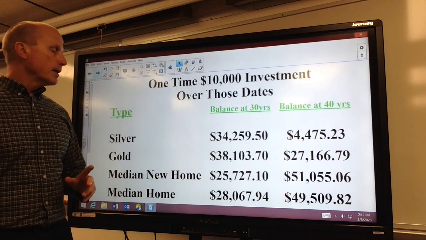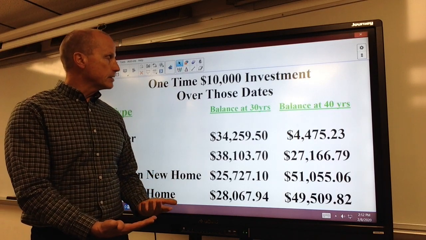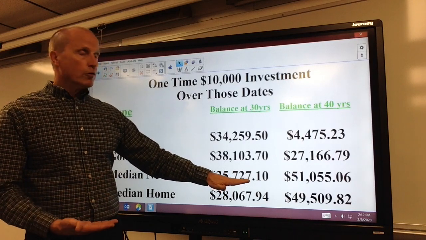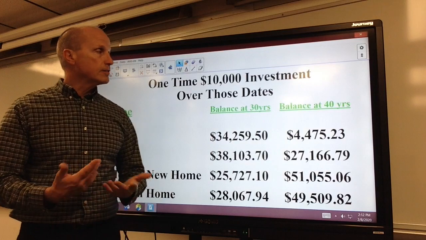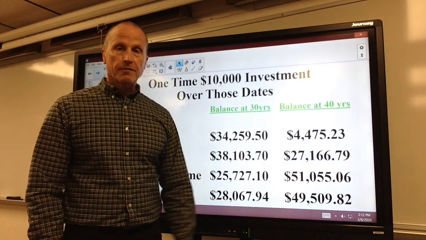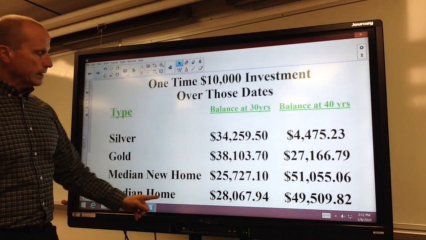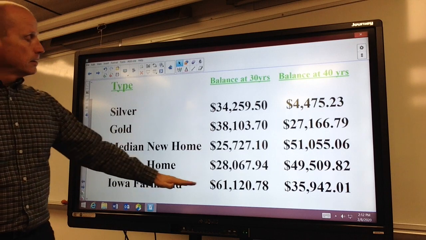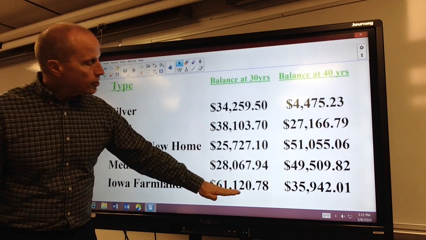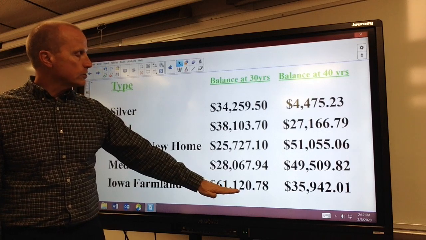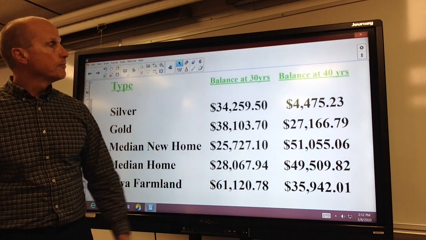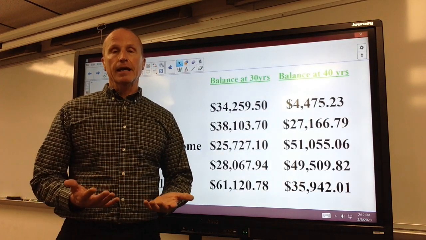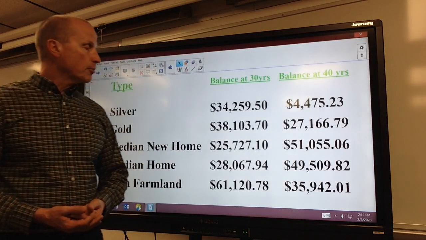Median new home. So basically, for every $10,000 invested in real estate, 30 years ago would be worth about 2.5 times that much, or about $25,000. $10,000 invested 40 years ago, approximately $51,000. Again, existing homes, pretty much the same. Farmland. Notice $10,000 invested into farmland would now be worth $61,000. So over 30 years, pretty good. Over a 40-year period, notice it didn't grow as much. Again, that's because of the decade through the 80s where farmland did not perform well at all.